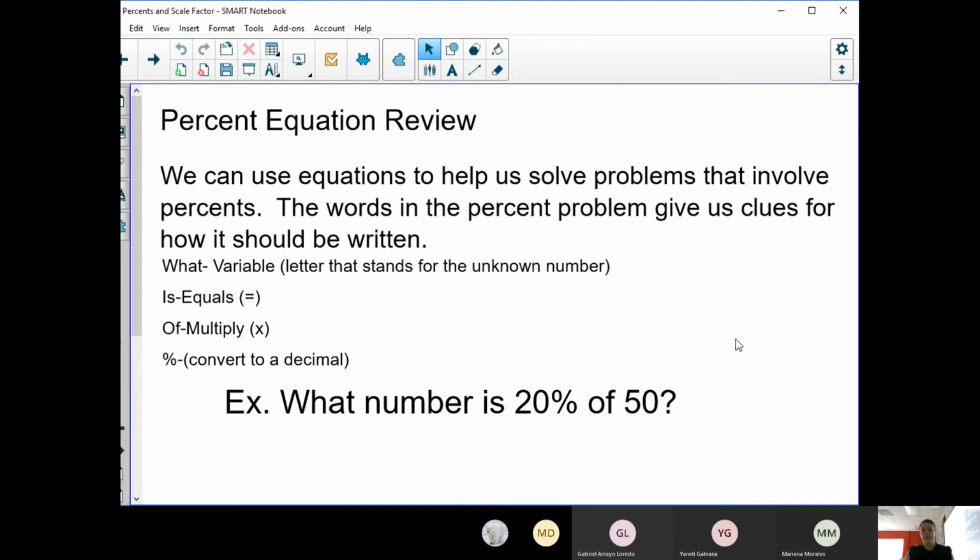And let's get started. All right, so percent equations review. We can use equations to help us solve problems that involve percents. The words in the percent problem give us clues for how it should be written. So we learned this last week.